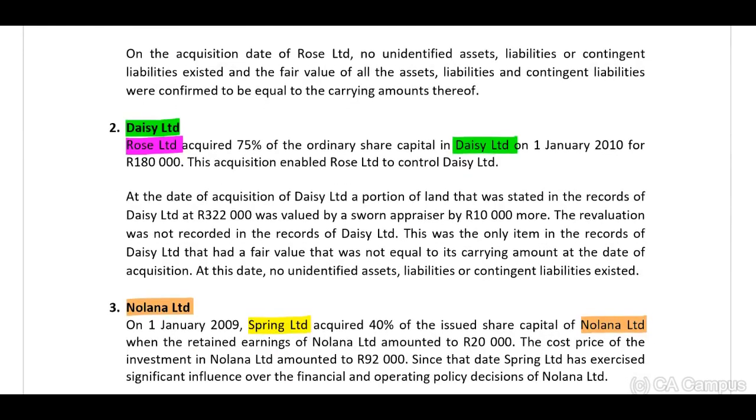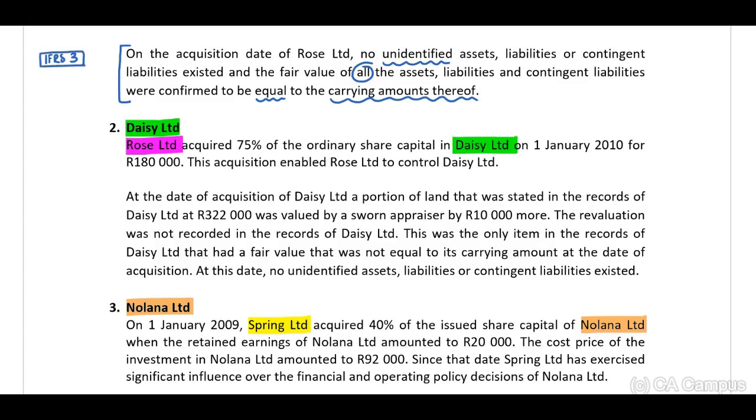On the acquisition date of Rose Limited, no unidentified assets, liabilities, or contingent liabilities existed, and the fair value of all assets, liabilities, and contingent liabilities were confirmed to be equal to the carrying amounts thereof. Now, why do they provide us with this section? This is in terms of your IFRS 3 principles.